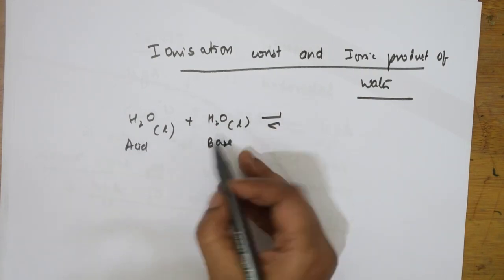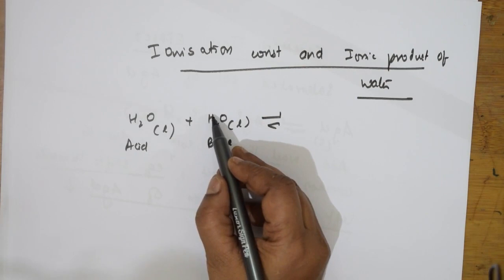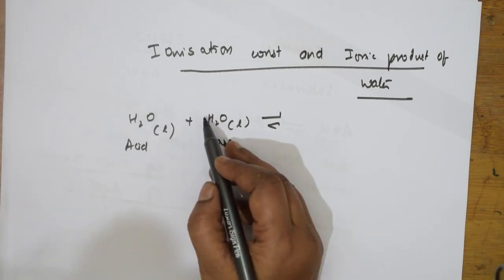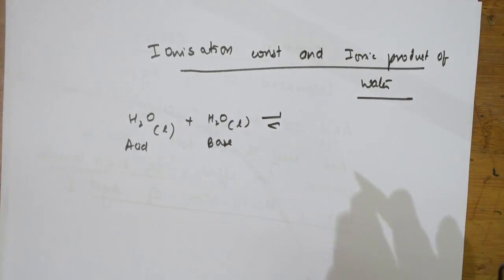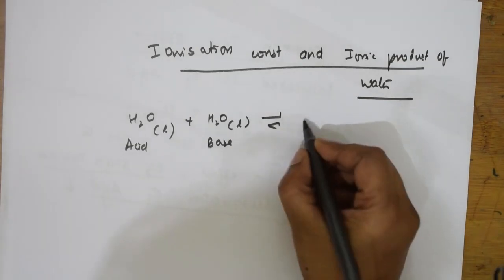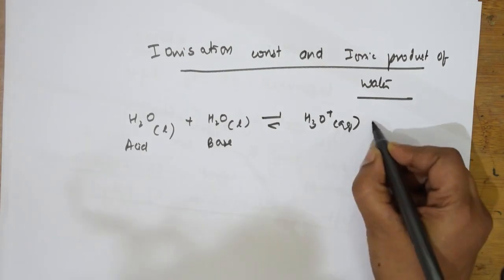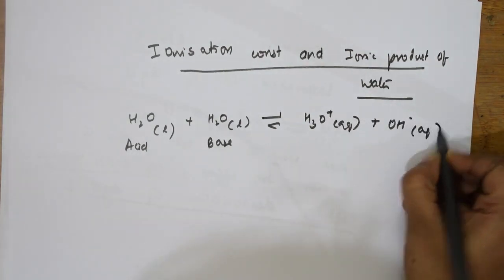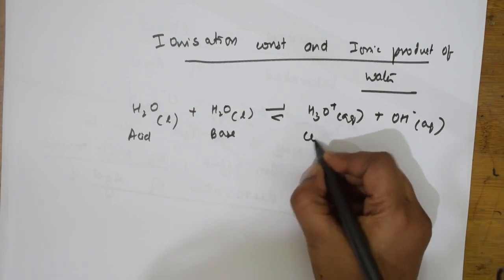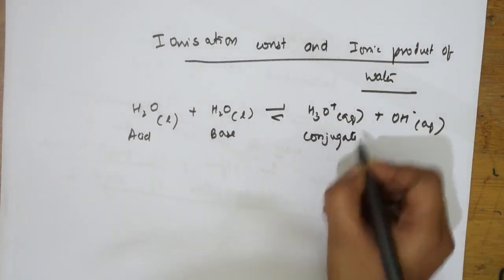These two dissociate. What did we say in Bronsted-Lowry? Acids are proton donors and bases are proton acceptors. This is what we have put. Now this picks up a proton and becomes H3O plus, aqueous, and OH minus, aqueous. So this is formed from this, so this is a conjugate acid.